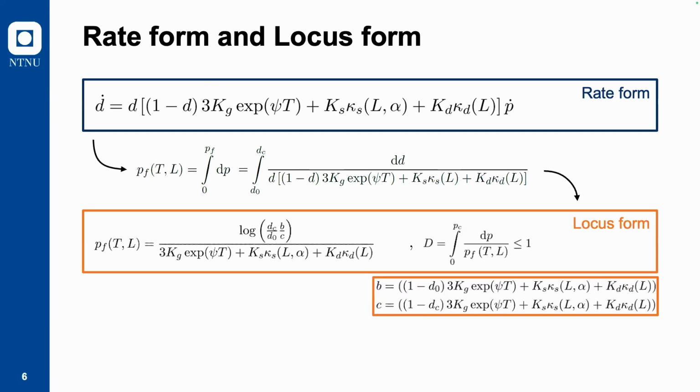Starting from the rate form on the top, we integrate the expression for the damage from the initial damage to the critical damage. For proportional loading, that's important. Then we can obtain the locus form. But then again, we need a damage accumulation rule, like the integral to the right in the locus form box. And we use the same linear one as previously discussed.